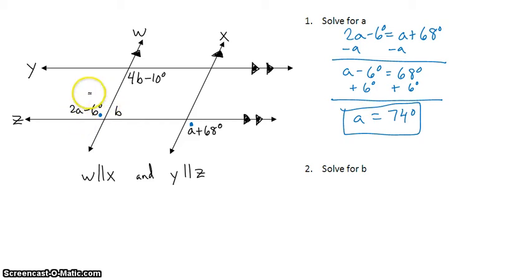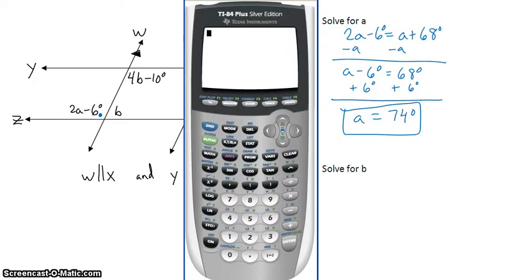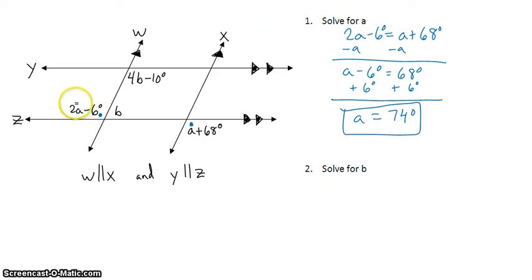So how big is this angle? Well, it's 2A's minus 6. So it's 2 times 74 minus 6. So this angle right here is 142 degrees.